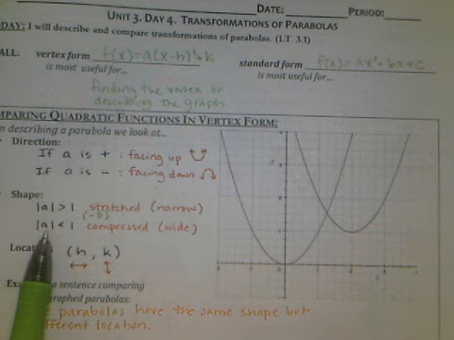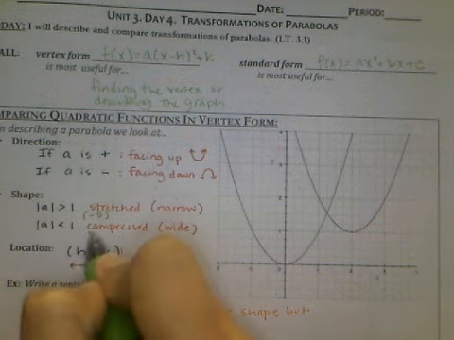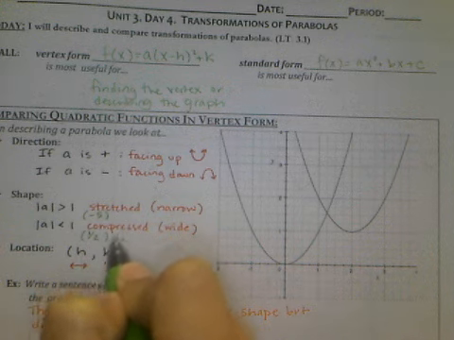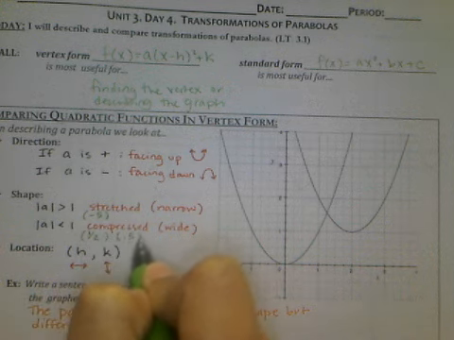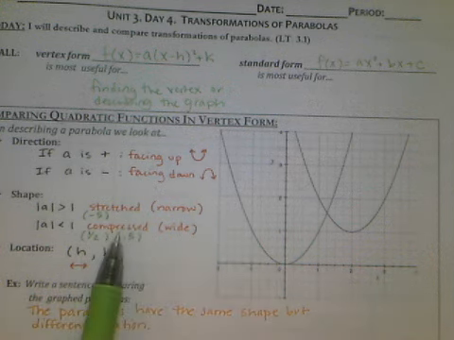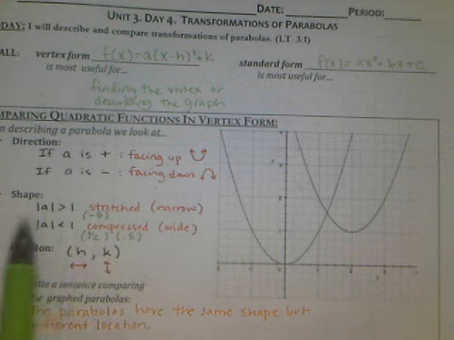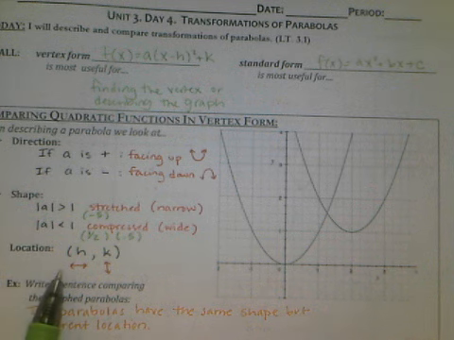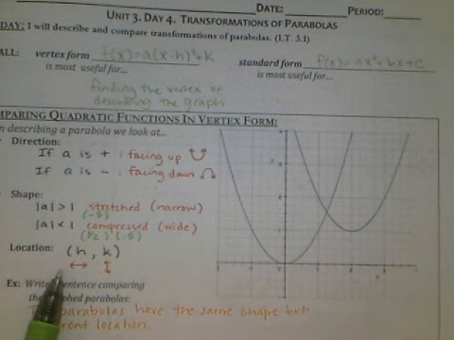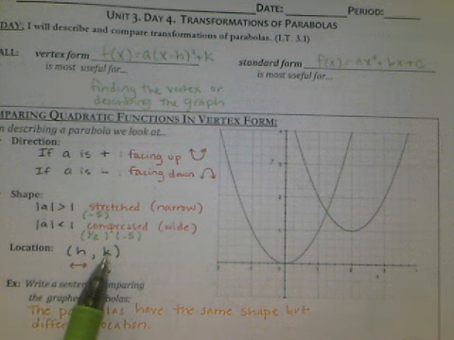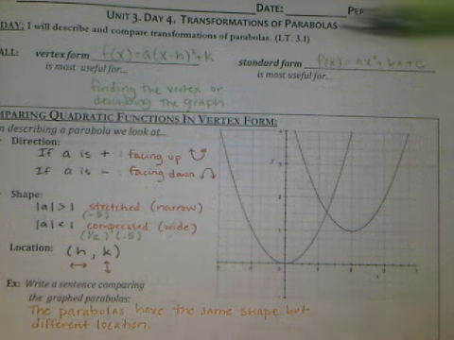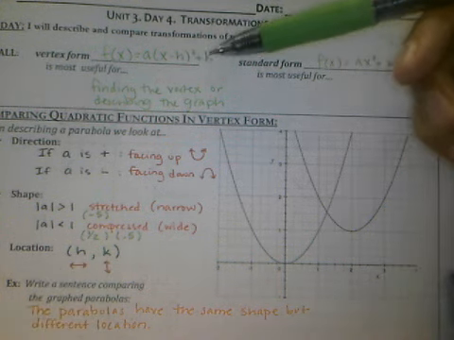Similarly, if the a value is a small number, and we're thinking about fractions or decimals here, the graph is compressed, which looks wide. Now, all of that information comes from the a value, but then there's another piece that we need in order to understand what the graph really looks like, which is the location. And the location is determined by the vertex, which is the point (h, k), where those two numbers come from the vertex form equation.